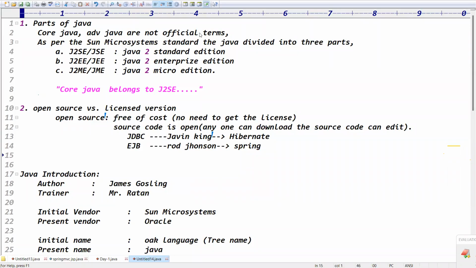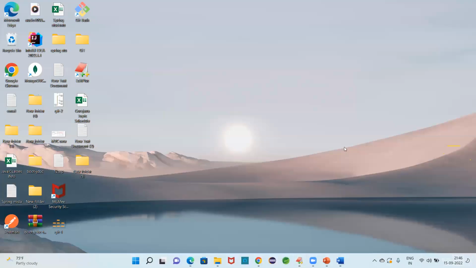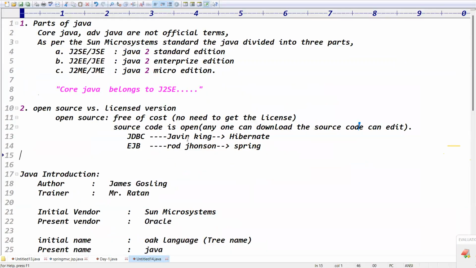Open source means free of cost, no need to get a license. And even the source code is open. Source code means anyone can download it, whatever the code written by James Gosling. JDBC is open source. Gavin King downloaded JDBC code, did some modifications on it, and released the framework called Hibernate. In the same way, Rod Johnson downloaded EJB code, did modifications on EJB code, and released the Spring framework. That is called open source.